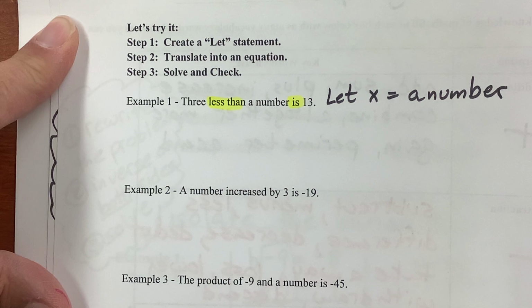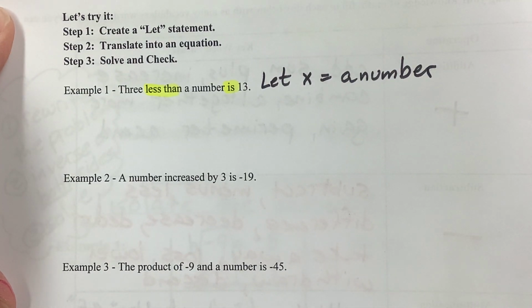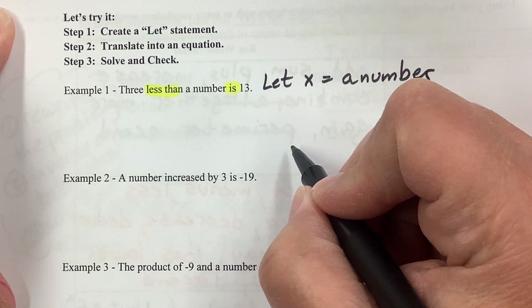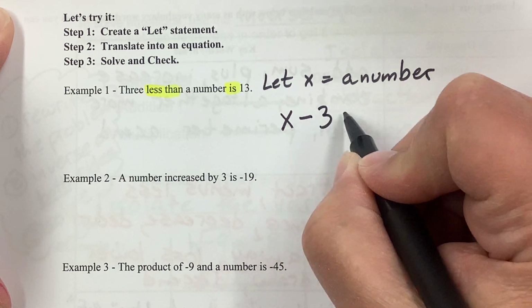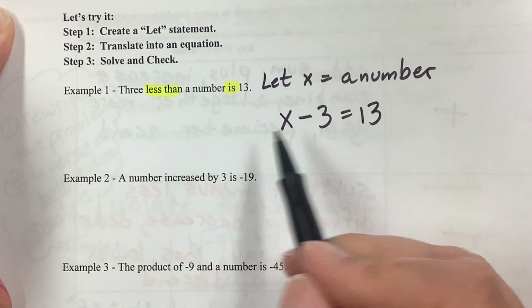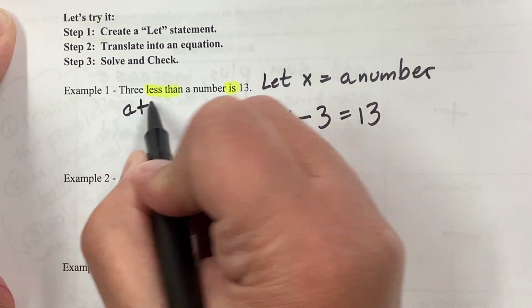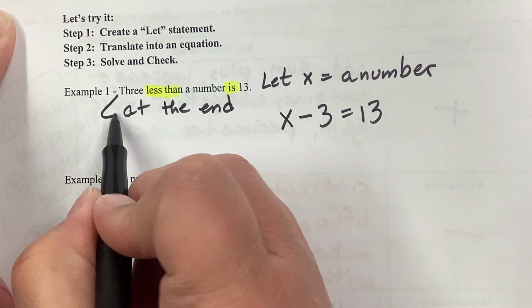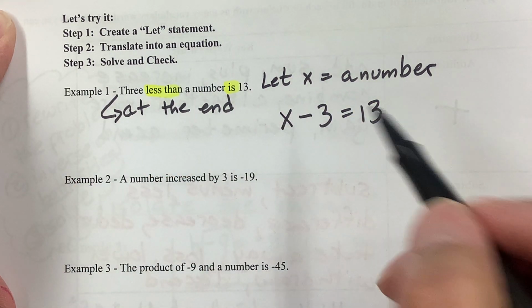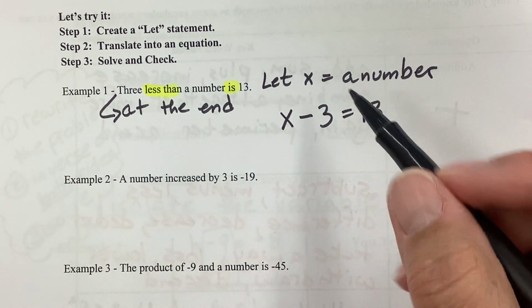3 less than a number. Well, if you can't remember what order to put it in, let's think for a second. 5 less than 10. Well, 5 less than 10 is 5. 4 less than 9. That's 5 too. So the larger number goes first. X minus 3 equals 13. Less than, I'm going to write at the end. That means you put whatever's in the front of less than at the end. So after the x.